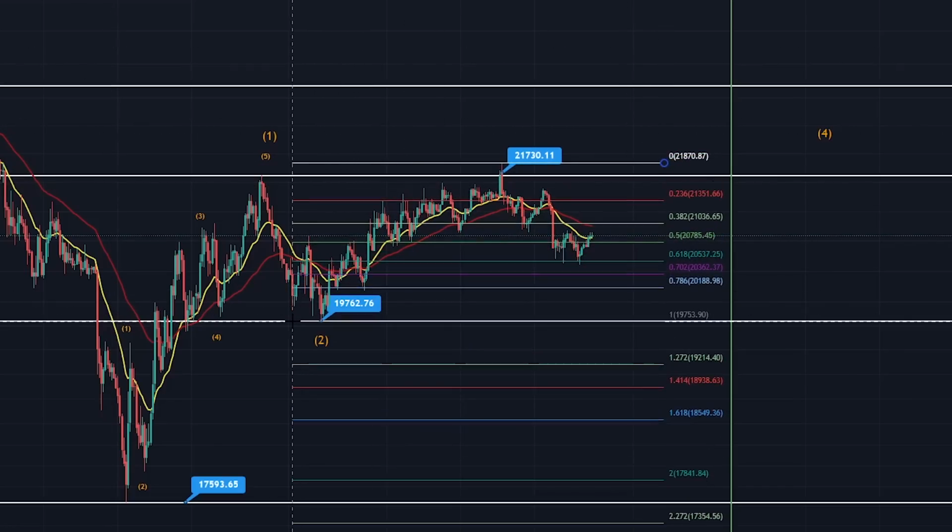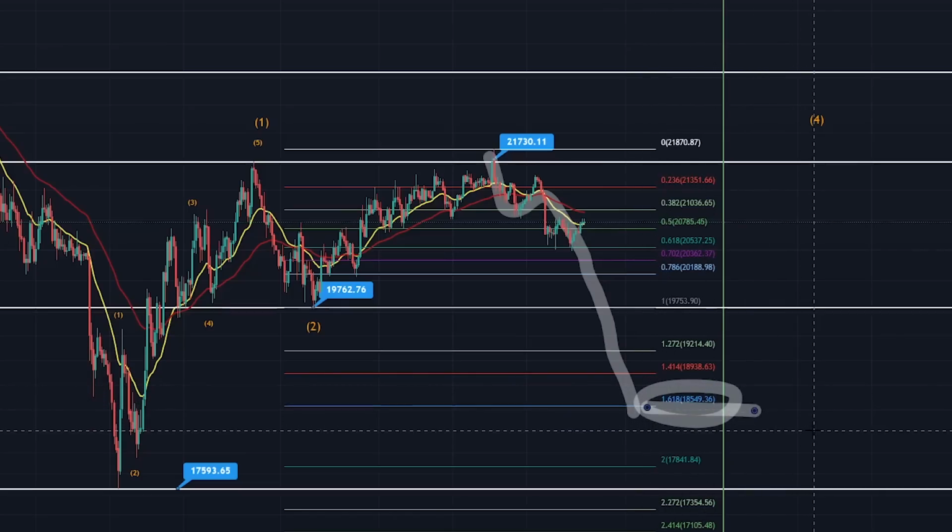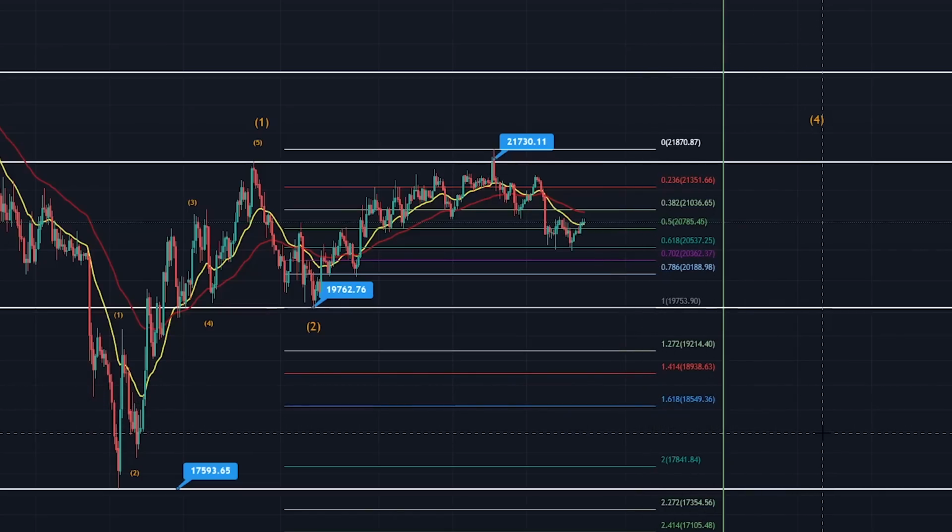So right now, Bitcoin is retracing to this low just there, okay? It's really important we hold these key levels of support, because if we don't, then you're going to create an impulsive move to the downside, okay? And then you're no longer retracing, you're creating something called a reversal wave. And that would be my minimal target down there, the 1618 at 18549 for Bitcoin.